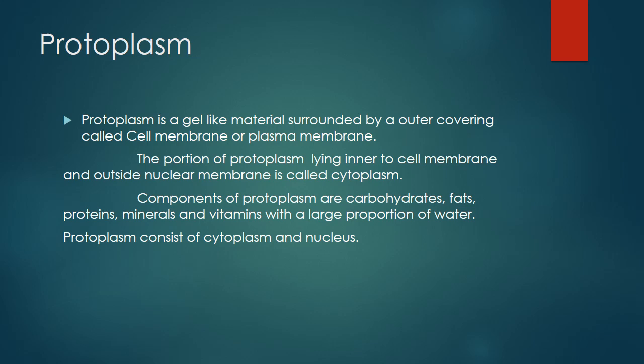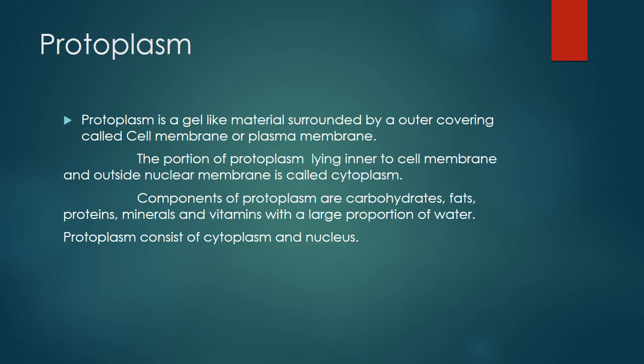Protoplasm. It is a gel-like material surrounded by outer covering called cell membrane or plasma membrane. The portion of protoplasm lying inner to cell membrane and outside nuclear membrane is called cytoplasm. Main components of protoplasm are carbohydrates, fats, protein, vitamins and minerals with a large proportion of water. All these components work together to provide a unique living nature to the protoplasm. It acts as a ground substance for all cell activities.